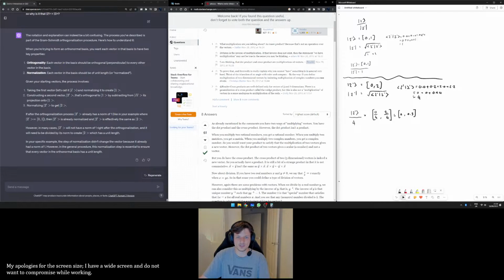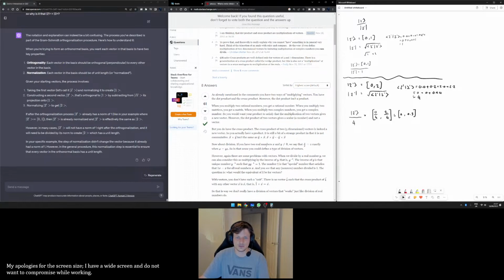As already mentioned in the comments, you have two ways of multiplying vectors. You have the dot product and cross product. However, the dot product isn't really a product. When you multiply two rational numbers, you get a rational number. When you multiply two matrices, you get a matrix. When you multiply two complex numbers, you get a complex number. So you would want your product to satisfy that the multiplication of two vectors gives a new vector. However, the dot product of two vectors gives a scalar, a number, and not a vector. But you do have the cross product.